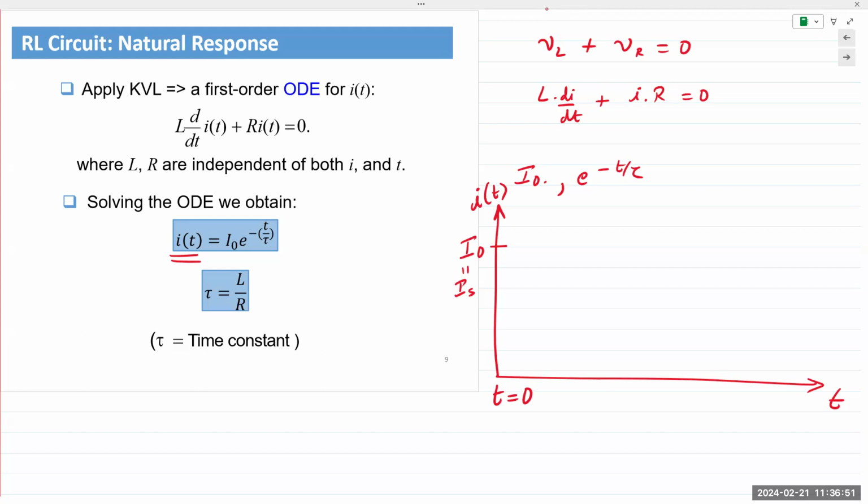Then you have an exponent, e raised to minus t over tau. Tau, the Greek letter tau, is known as the time constant. And it actually is a constant. The unit is seconds, and it's given by the equation L over R. It depends on the size of the inductor and the size of the resistor. So it is always a constant, and the equation is the same whether you're charging or discharging that inductor.